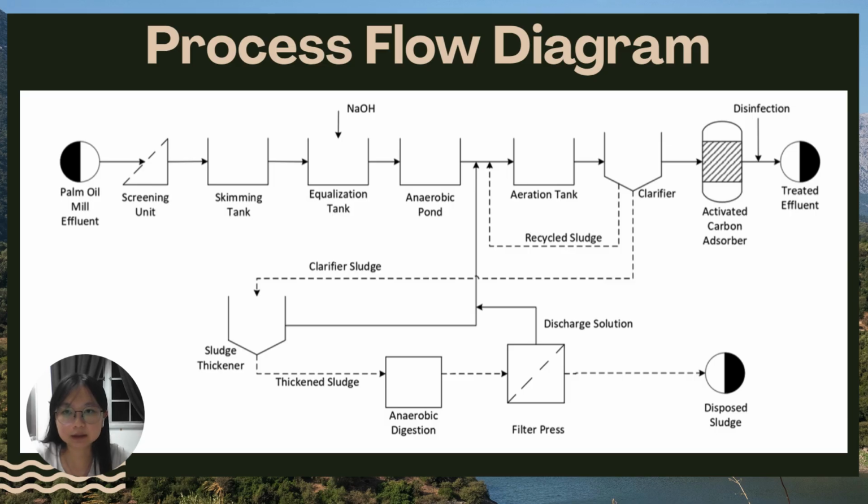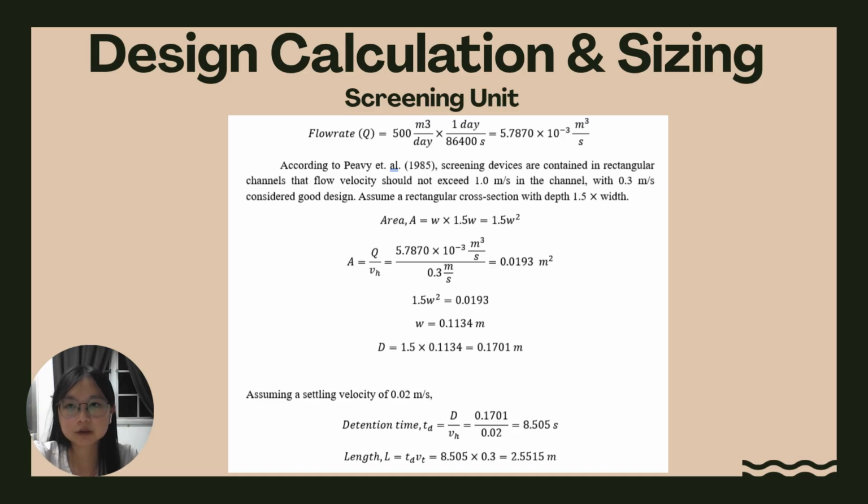From the process flow diagram, the treatment process consists of screening, oil removal, flow equalization, biological treatment, clarification, adsorption, and sludge management units. First, for the screening unit, we assume that this unit is rectangular and assume the velocity is 0.3 meter per second. By using this value, we can calculate the area of the screening unit equals 0.0193 meter squared, and the detention time is 0.5 seconds, and the length of this unit is 2.55.